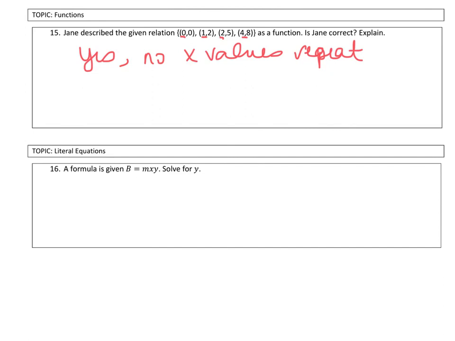Okay, the next one is a literal equation, the last question here. Literal equations have multiple variables and you are asked to solve for one of them. So in this case, we have b equals mxy. So the question I always have my students ask is, what is the operation that's going on between the variables and which one do I need to get by itself? So in this case, b is equal to mxy. M, x, and y are all multiplying. When variables are bumped up against each other without any plus, minus, or division, that is multiplication.